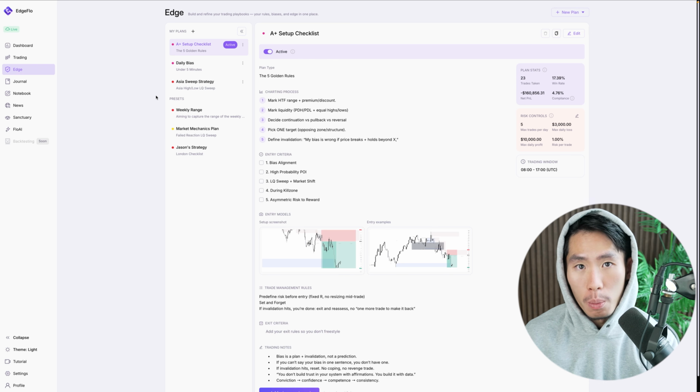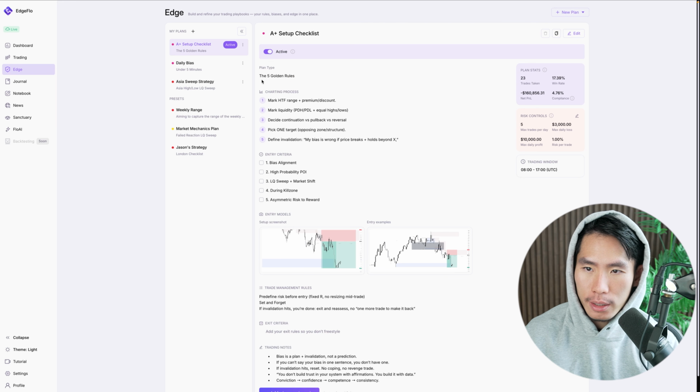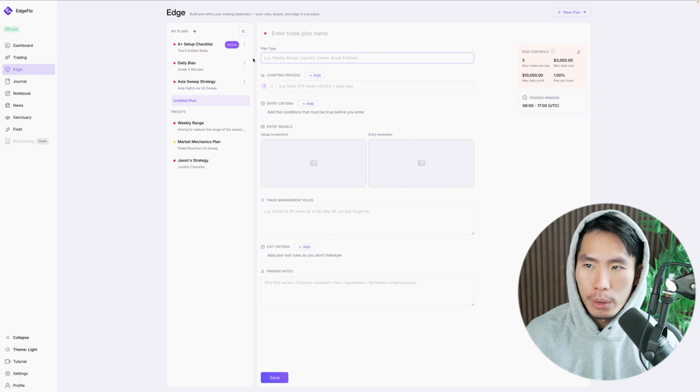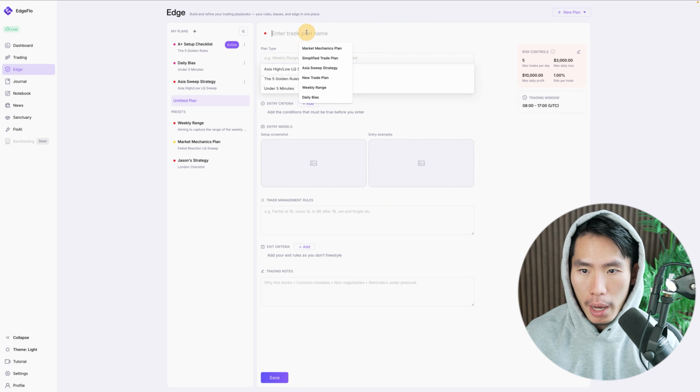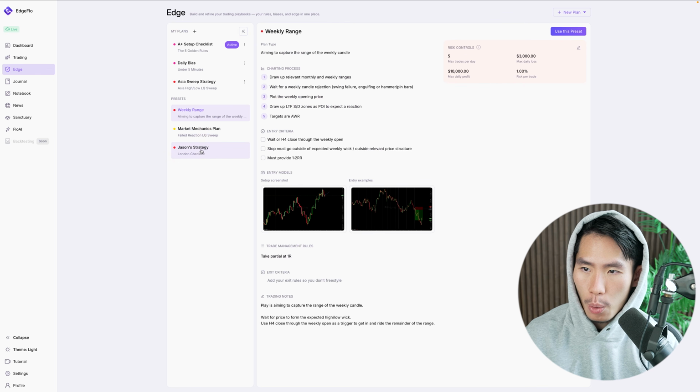Let me show you how I built my mechanical trading system inside Edge. So like I said, Edge is just like a simple trade plan builder. All you have to do is to come in here, create a plan just like this, and you just fill up all the necessary fields in here. And you start off by naming the plan. And if you don't know where to start, feel free to use the presets that we have right here.